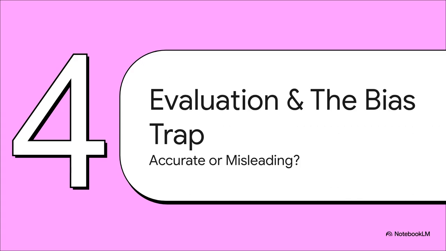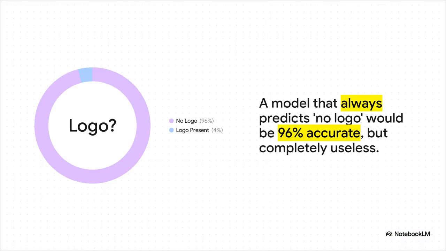All right, so we've got clean data, our model is training, and it's training fast. We're golden, right? Well, how do you know if the model is actually any good? This is where we hit the evaluation phase. And this is where a high accuracy score can be one of the most dangerous lies in all of machine learning. Just take a look at this.